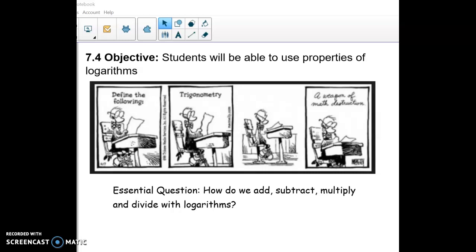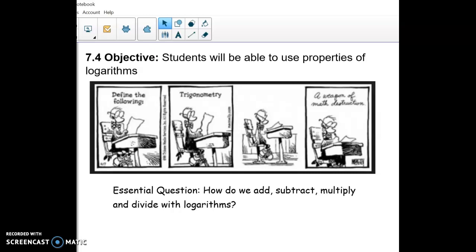We're going to continue our study of logarithms. This section goes over properties of logarithms. We're going to be adding, subtracting, multiplying, dividing with logs, and these are really weird. They're kind of not intuitive, and it's something that you kind of just got to memorize, which is somewhat unfortunate, but hopefully it'll make some sense as we go through them here.